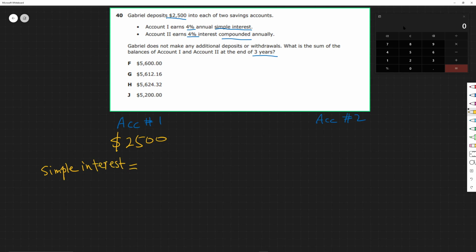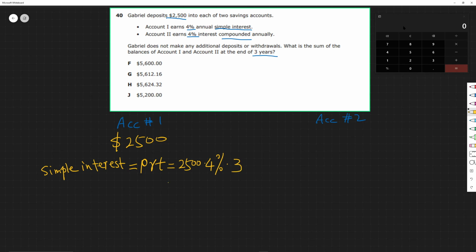So this is where we are going to use the formula for simple interest. You can find that formula in the reference material section in your test. So you will see the simple interest formula is P times R times T, where P is the original deposit, $2,500. R is the rate, in this situation 4%. T is the time in years. So at the end of 3 years, T is 3.